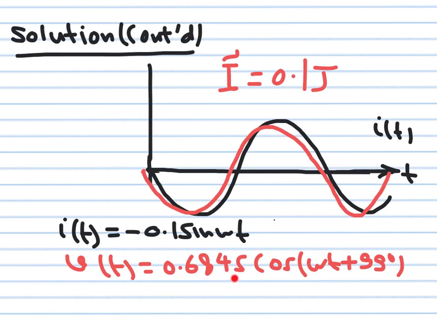So it does not really introduce much phase shift, but of course it changes the amplitude of the voltage, and you see the amplitude here. It's a sinusoidal waveform, and I'm not showing them, by the way, on the same scale. Of course, it should be. This one has an amplitude of 0.1. This one here has an amplitude of 0.6845 volts.